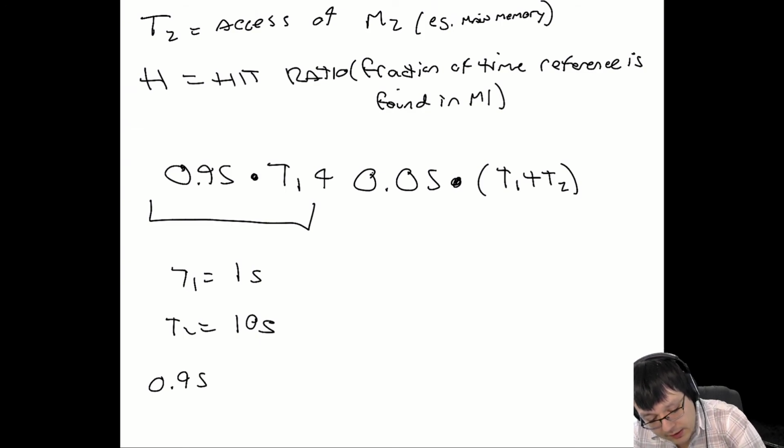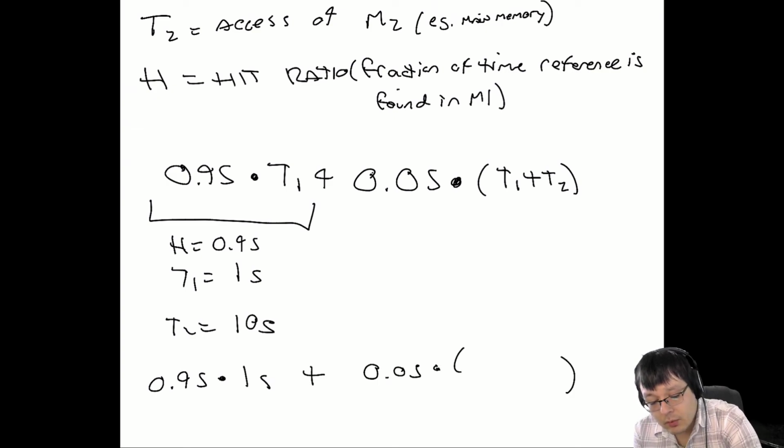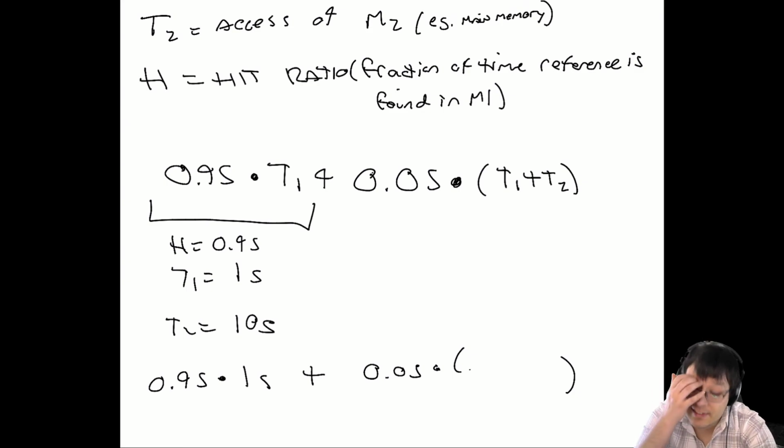So 0.95 times, and I guess I'll put it here, H is equal to 0.95. You can say 0.95 times 1 second, plus 5% of the time we don't find what we're looking for in the L1 cache. We find it in main memory. So that means we have to add in the 10 seconds, but we also have to add in the time it took us to search in the L1. Or not just to search, but to access it, because that's the access time.